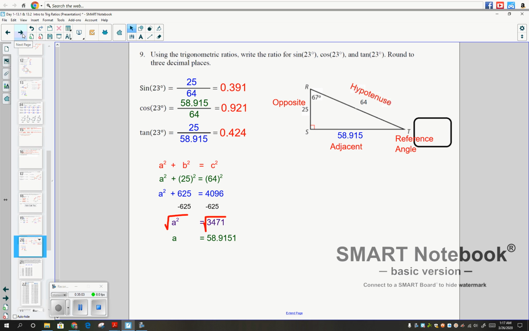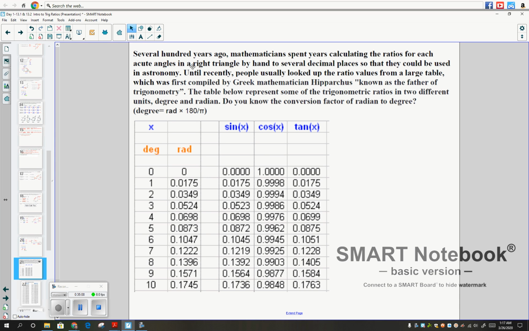What did they do before they had calculators? Because we're going to look at how we can find these using our calculator. Well, 700 years ago, mathematicians spent years calculating these ratios for each acute angle in a right triangle by hand to several decimal places so that they could be used in astronomy. Up until before calculators, people would usually look these values up using a large table, which was first compiled by the Greek mathematician Hipparchus, who is known as the father of trigonometry.